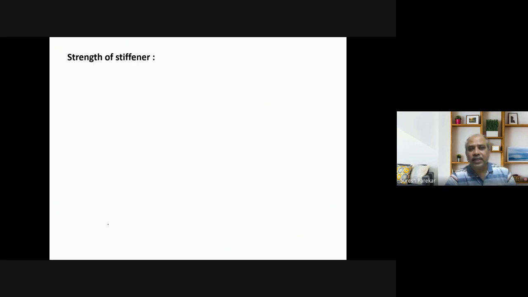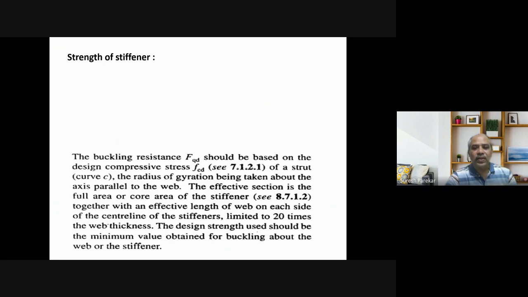Now we have to find the strength of the stiffener. It should be greater than the reaction, as given here. This is the most important part: Fqd should be based on the design compressive stress fcd per clause 7.1.2.1. This is a compression member, and we have already seen strut curve c. The radius of gyration is taken about the axis parallel to the web. This is again the most important statement: parallel to the web. The effective section is the full area of the stiffener together with an effective length of web on each side of the center line of the stiffener, limited to 20 times the web thickness.